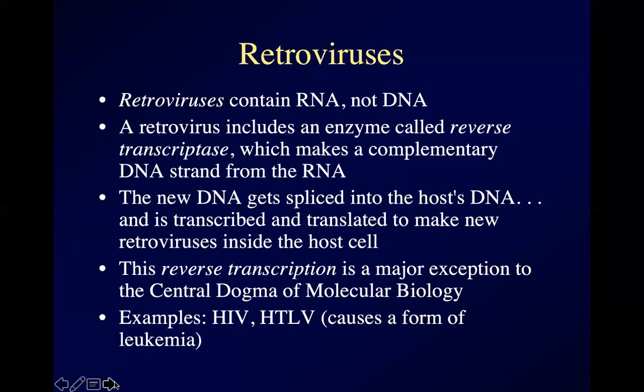That new DNA gets spliced right into the host cell's DNA, and then it gets transcribed, and the messenger RNA gets translated, and that makes new retroviruses inside the host cell. This was first discovered in, I believe, some obscure chicken virus or something like that. There is one retrovirus that can cause a form of leukemia, but the famous retrovirus that does this is HIV, human immunodeficiency virus.